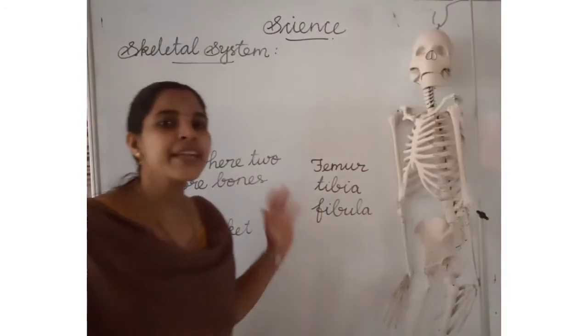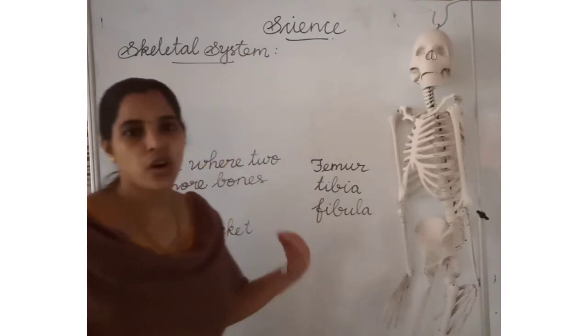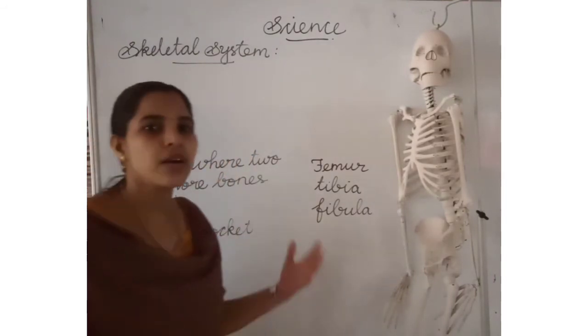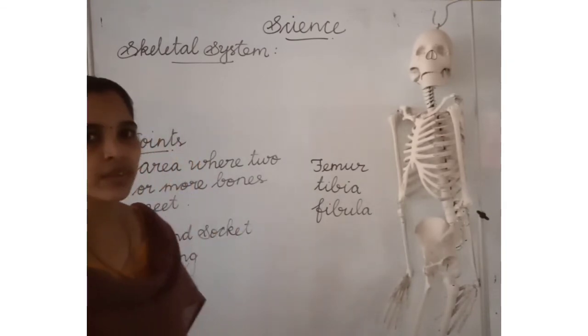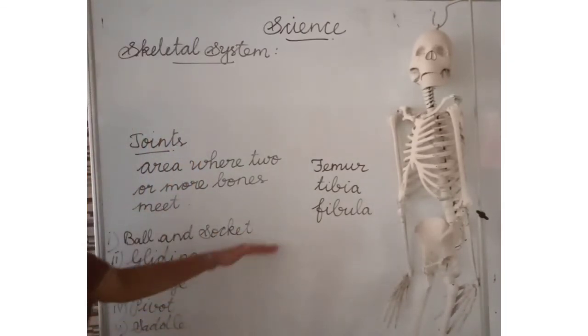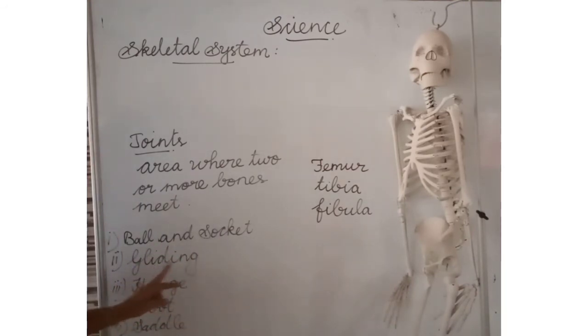Then many different kinds of movable joints are there, because they can move in different ways. What are the different types of movable joints? Ball and socket joint, gliding joint, hinge joint, pivot joint and saddle joint. What are the 5 types of joints? Ball and socket joint, gliding joint, hinge joint, pivot joint and saddle joint.